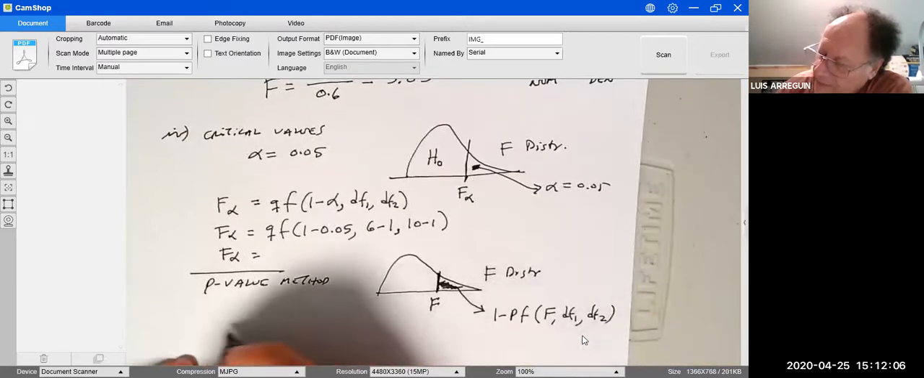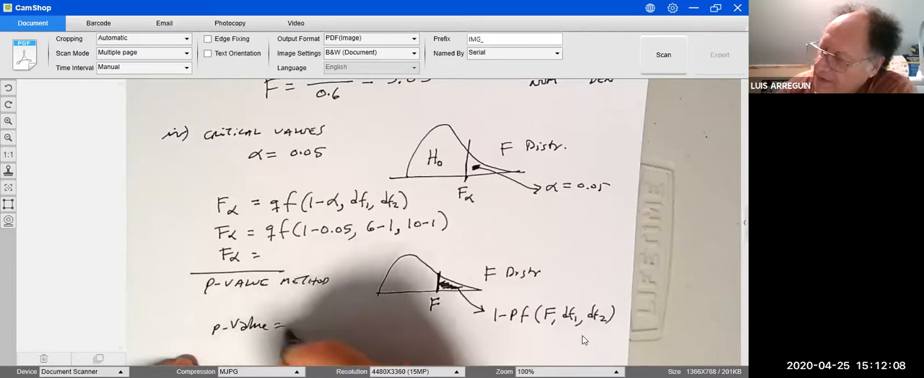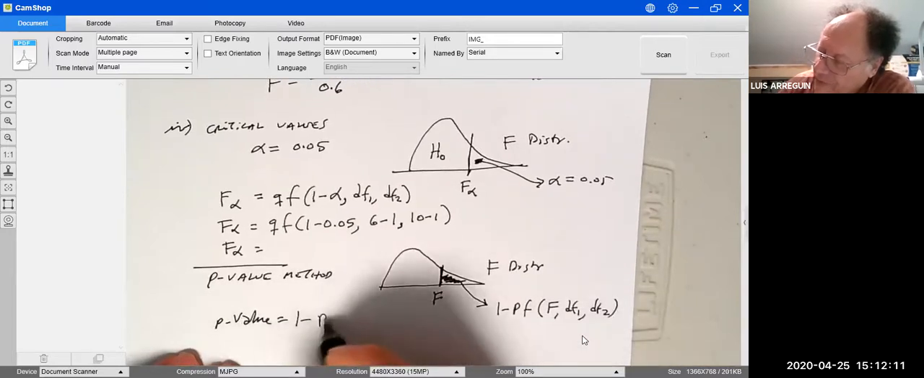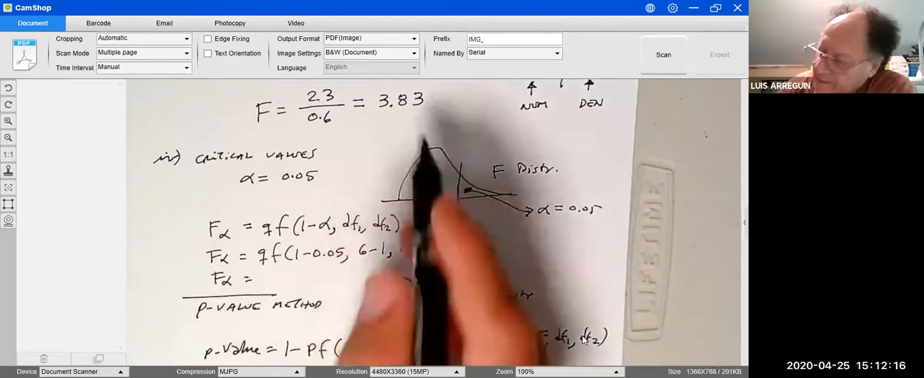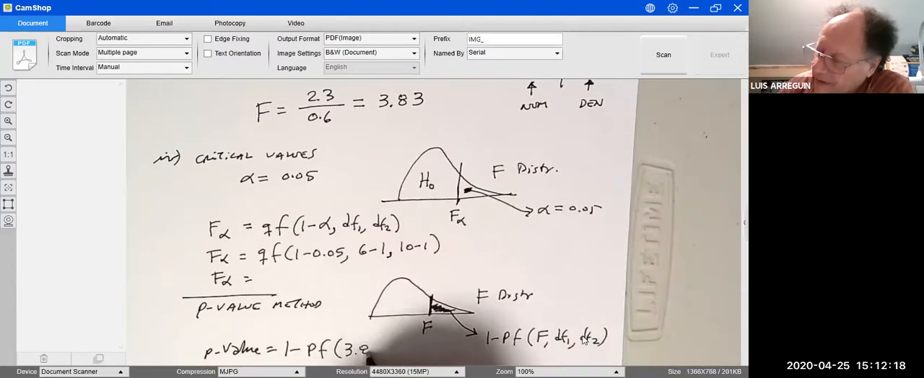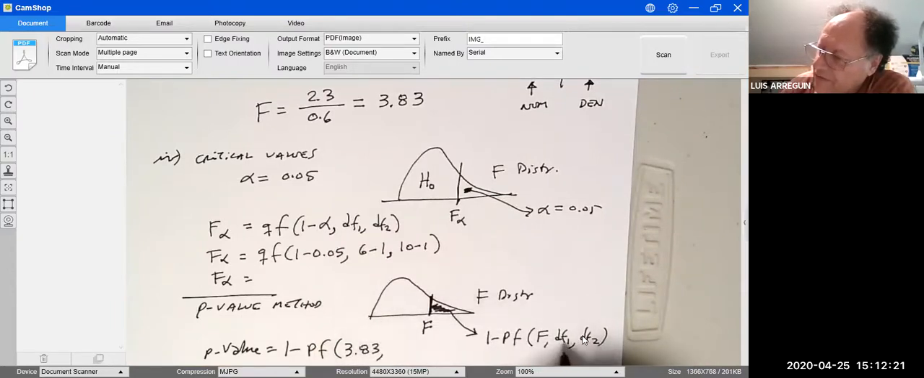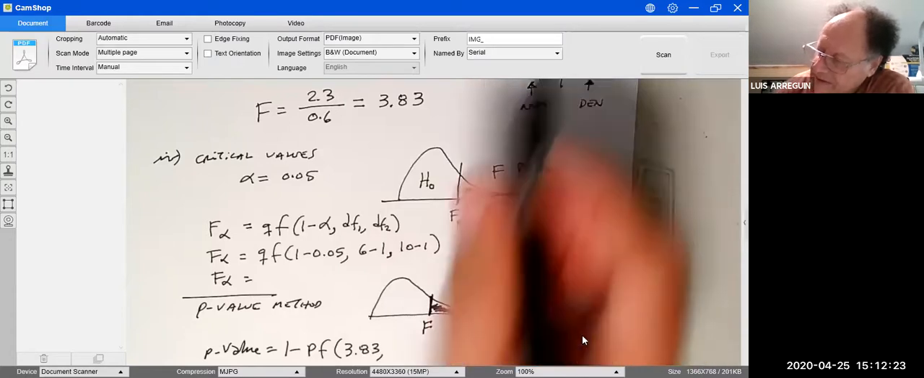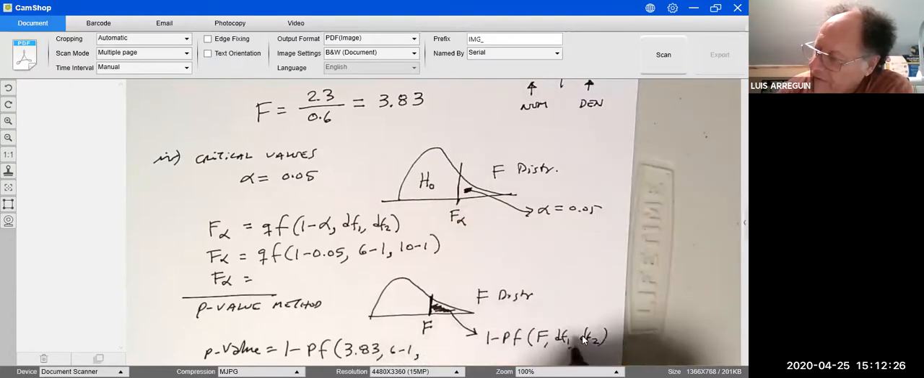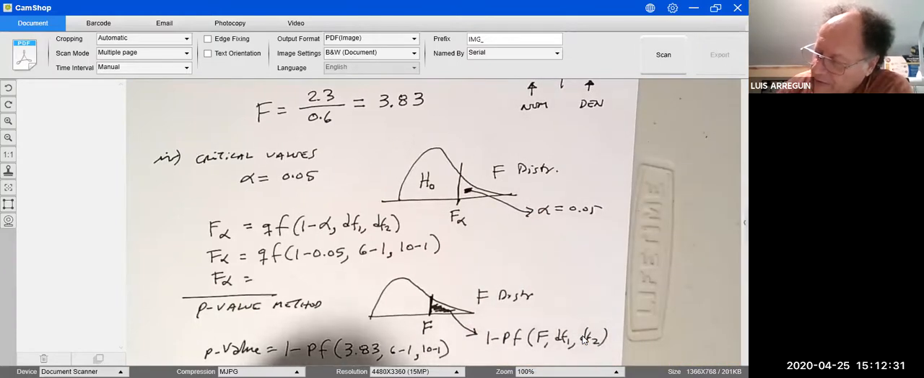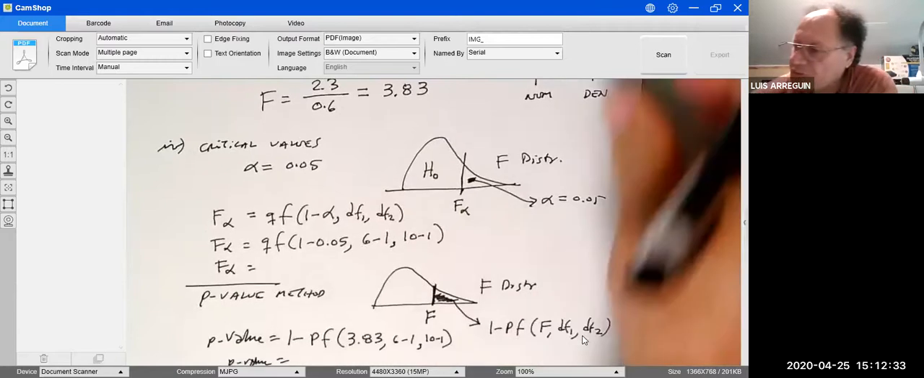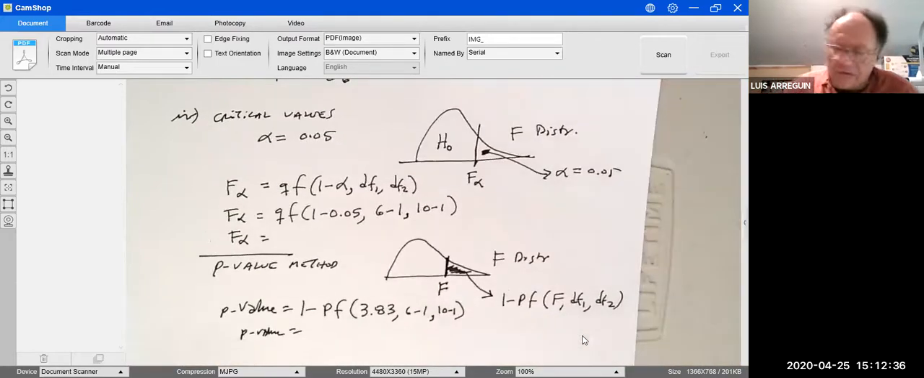So this p-value is going to be 1 minus pf of, and F we found 3.83. So we're going to write 3.83, degrees of freedom from the numerator 6 minus 1, degrees of freedom from the denominator 10 minus 1. So we're going to use now R to find these two quantities, both the critical value and the p-value, and then we're going to make a decision.